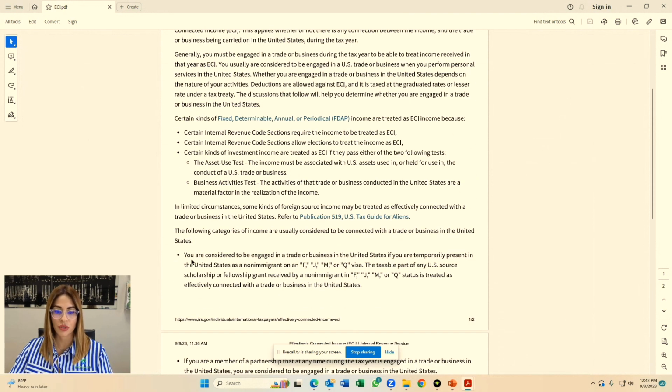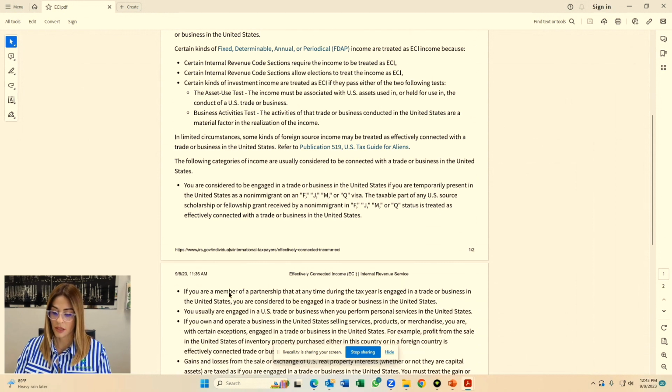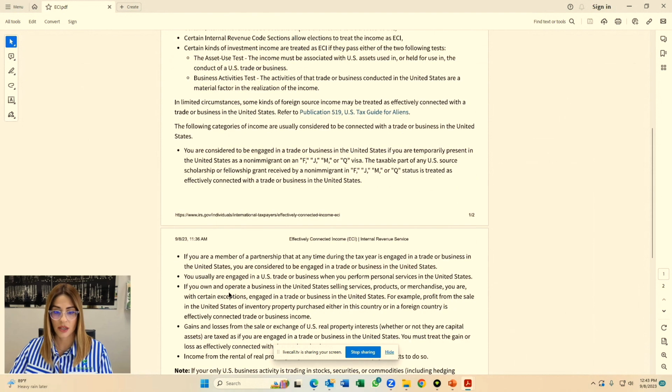This right here is important too. You are considered to be engaged in a trade or business in the U.S. if you're temporarily present in the U.S. as a non-immigrant on any of these visas: the F, the J, the M, the Q. All right. So the taxable part of any U.S. source scholarship or fellowship grant received by a non-immigrant is also treated as ECI. All right.